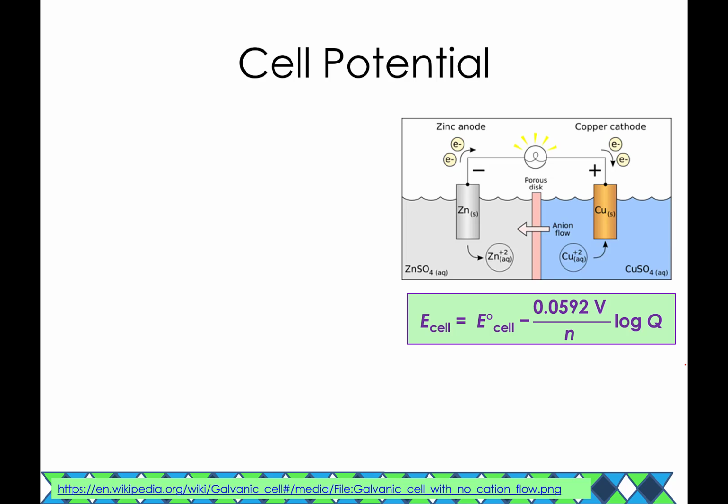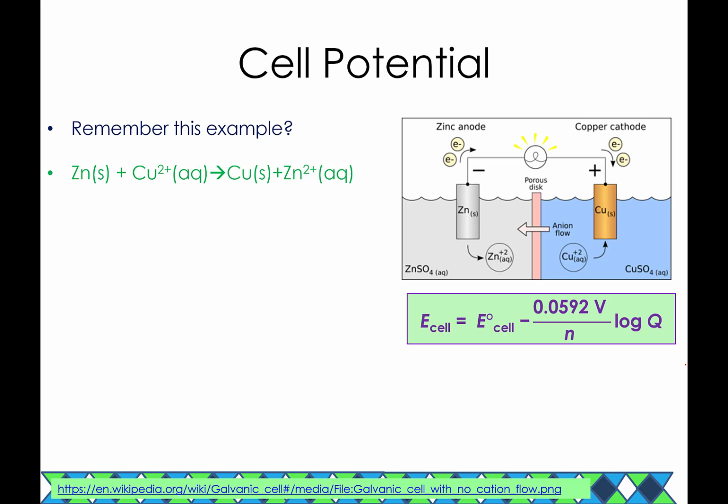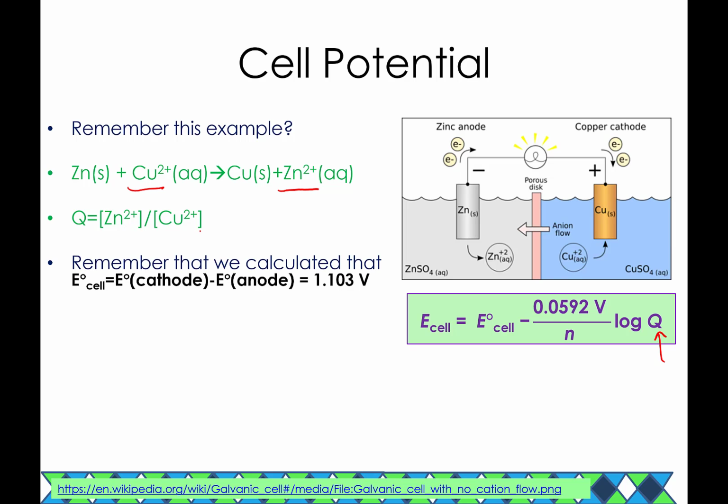So let's go back to our example of our zinc and copper voltaic cell. The overall equation is zinc metal plus copper 2 plus going to copper solid plus zinc 2 plus. So if we wanted to write out the expression for the reaction quotient, Q is equal to the ratio of our aqueous products divided by the aqueous reactants. So we have concentration of zinc 2 plus divided by concentration of copper 2 plus. Remember that we calculated the cell potential under standard state conditions was positive 1.103 volts. So that means that if we have concentration of zinc 2 plus is equal to the concentration of copper 2 plus, they're both equal to 1 molar, then the cell potential will be 1.103 volts. But we often will not exactly have 1 molar concentrations of both.